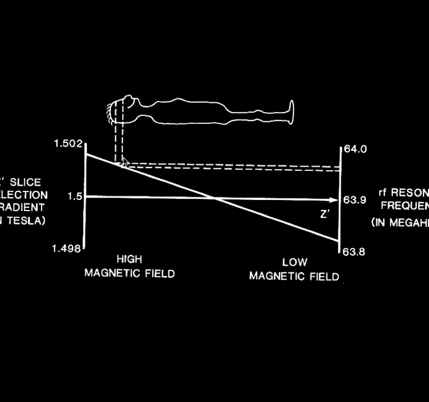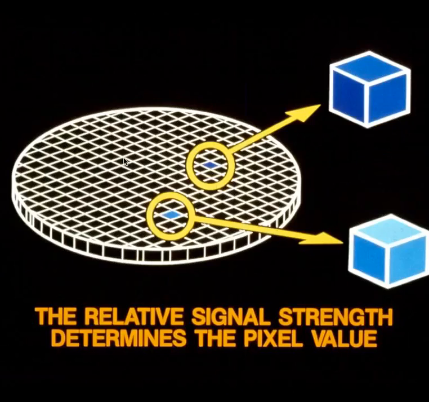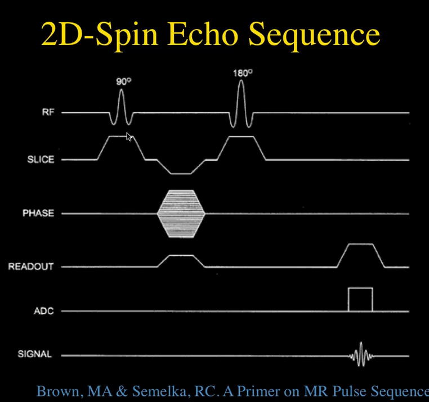Right. The reason we call this the slice encoding gradient is if you do 2D Fourier transform imaging, this gradient actually selects the slice that we're going to work with. Okay? Now let me go back for a minute. If we go back to this pulse diagram, what happens is I put a Z gradient on whenever I give the 90-degree pulse. I put a Z gradient on whenever I give the 180-degree pulse.